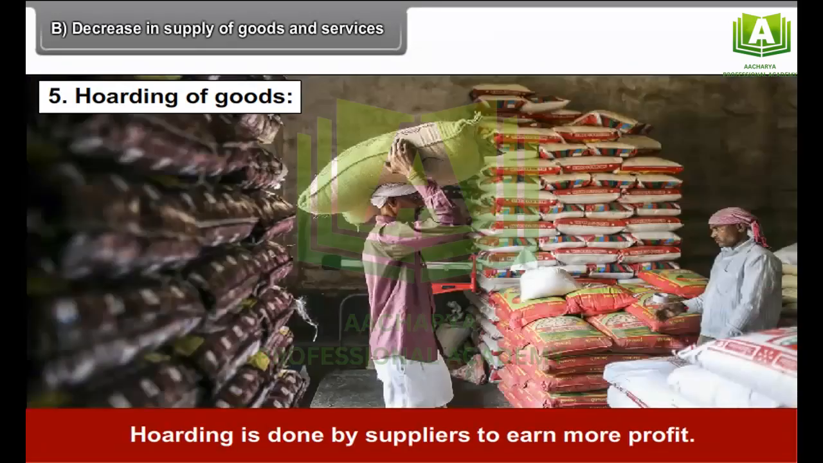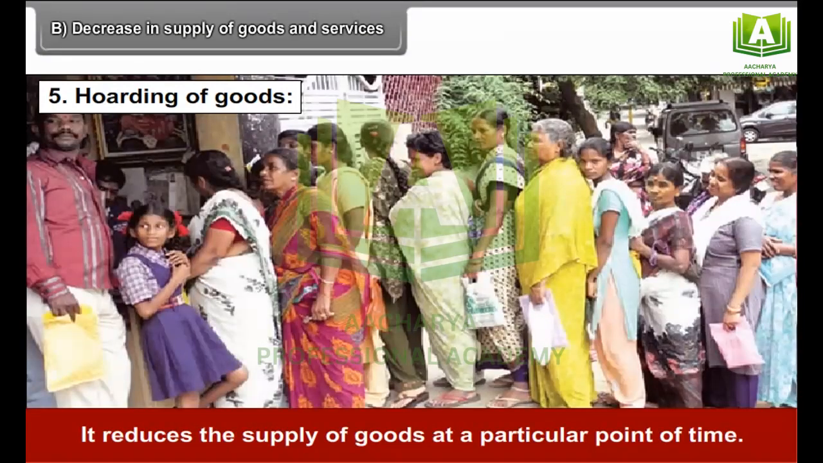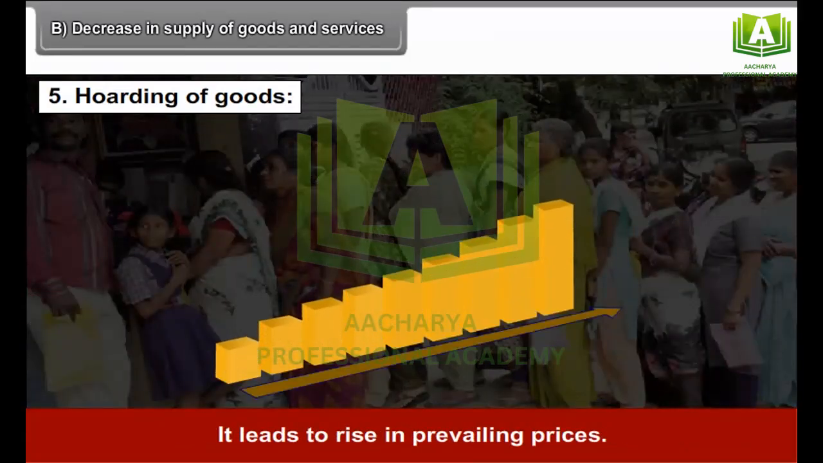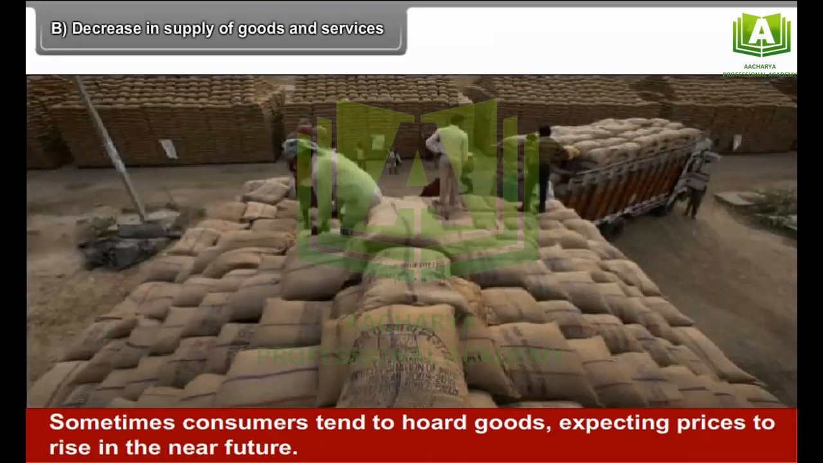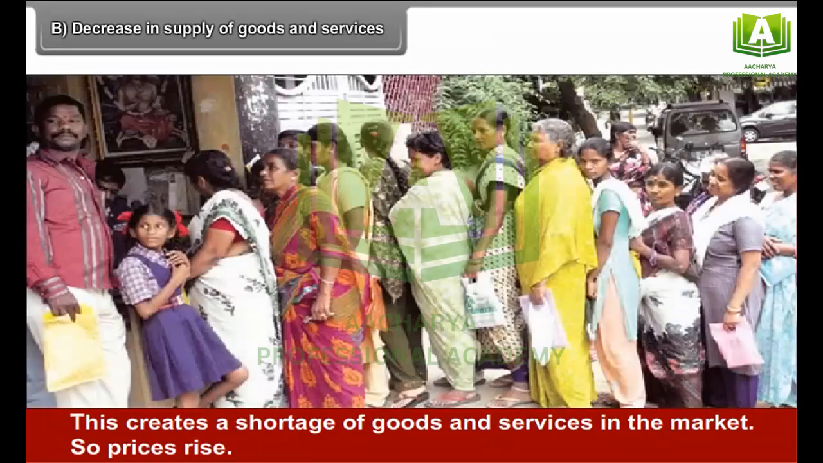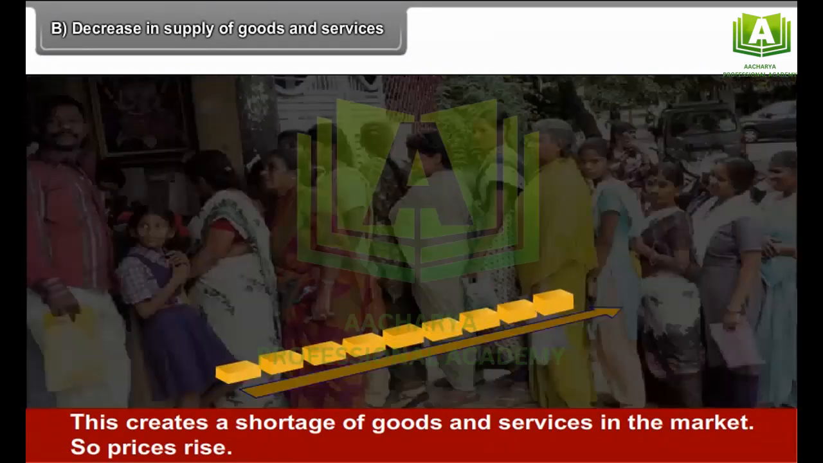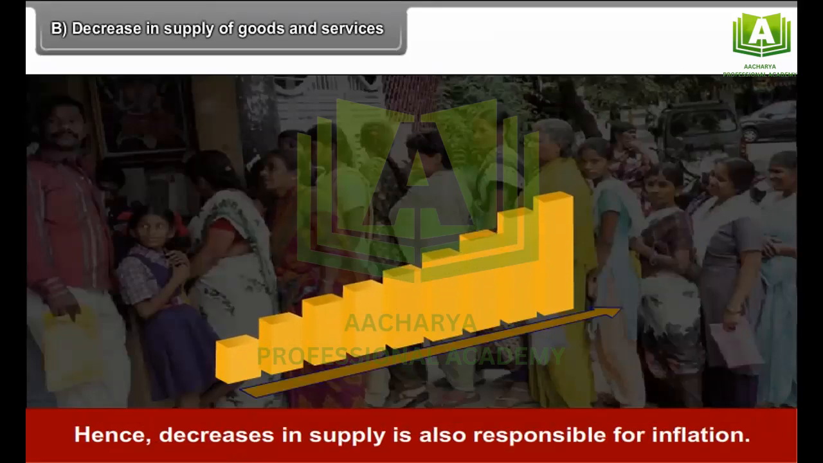Hoarding is done by suppliers to earn more profit. It reduces the supply of goods at a particular point of time. It leads to rise in prevailing prices. Sometimes consumers tend to hoard goods, expecting prices to rise in the near future. This creates a shortage of goods and services in the market, so prices rise. Hence, decrease in supply is also responsible for inflation.